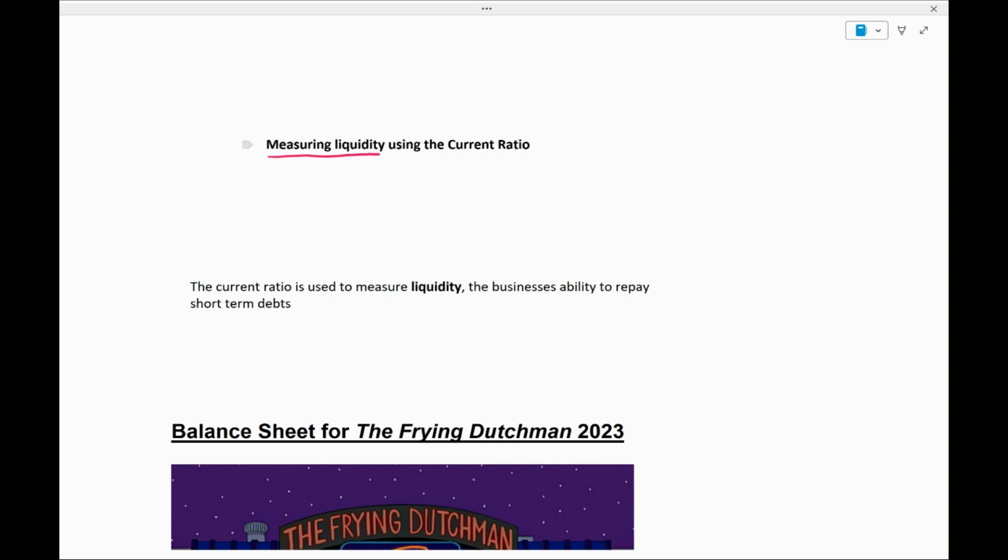Let's look at measuring liquidity using the current ratio. This is one of our main financial ratios in the finance topic that we can use to do comparative ratio analysis and evaluate or assess the finances of a business to make a judgment on their financial performance. So we use the current ratio to assess the objective of liquidity.